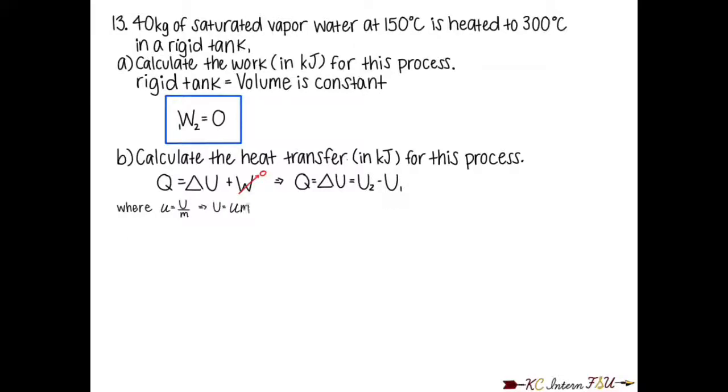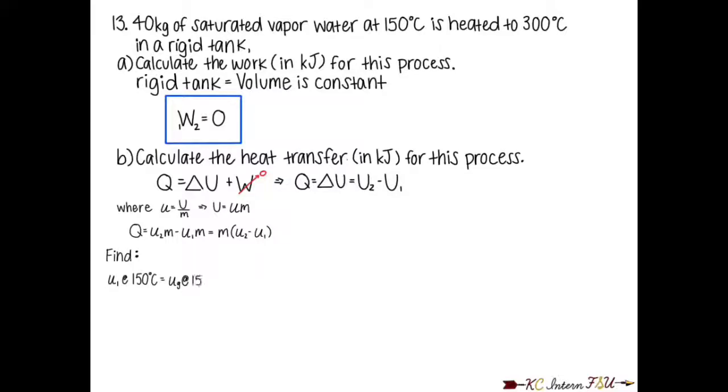We can replace big U with little u times m, which is specific internal energy times mass. Our final equation for heat transfer is Q is equal to m times (u2 minus u1).